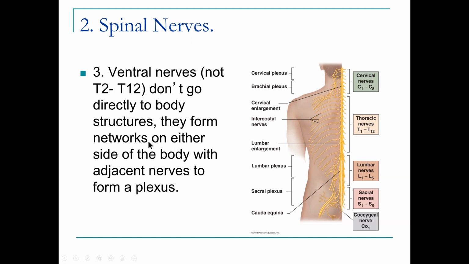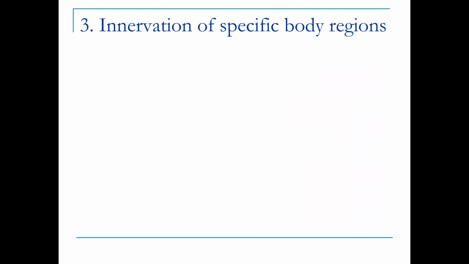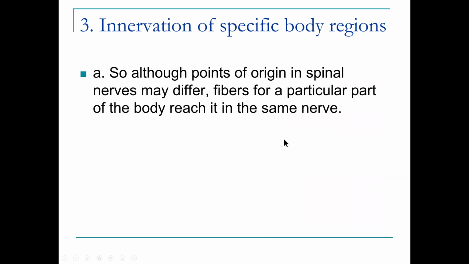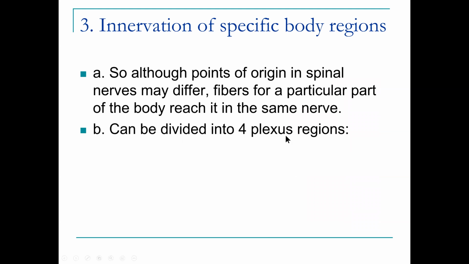Ventral nerves, not T2 through T12, don't go directly to body structures. They form networks on each side of the body, which form plexuses. There are 4 plexuses. You need to know what they are. You don't need to know any of the specific nerves, okay? They can be divided into 4 plexus regions.